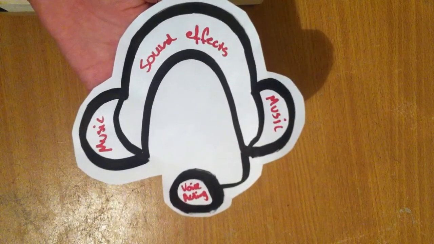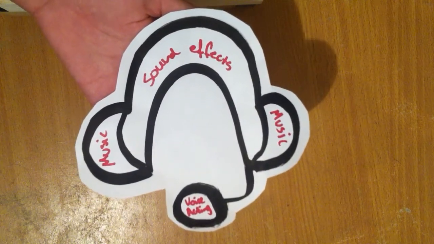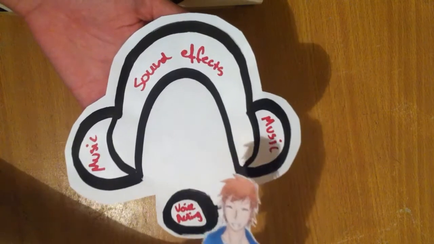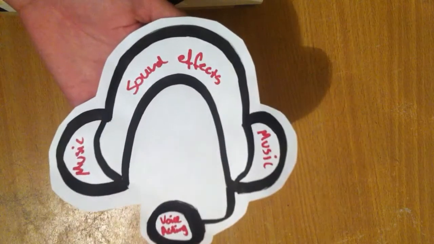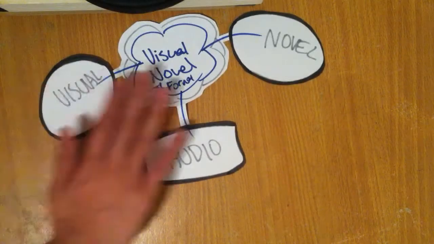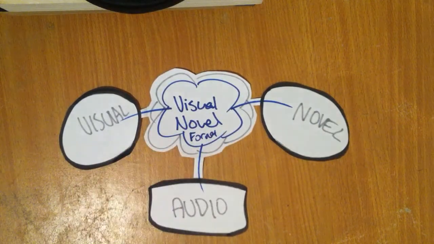Finally, audio. Essentially, it's music, sound effects, and sometimes voice acting. Even in the works that are voice acted, though, main characters are not usually voiced. And there you have it. That's the format of a visual novel.